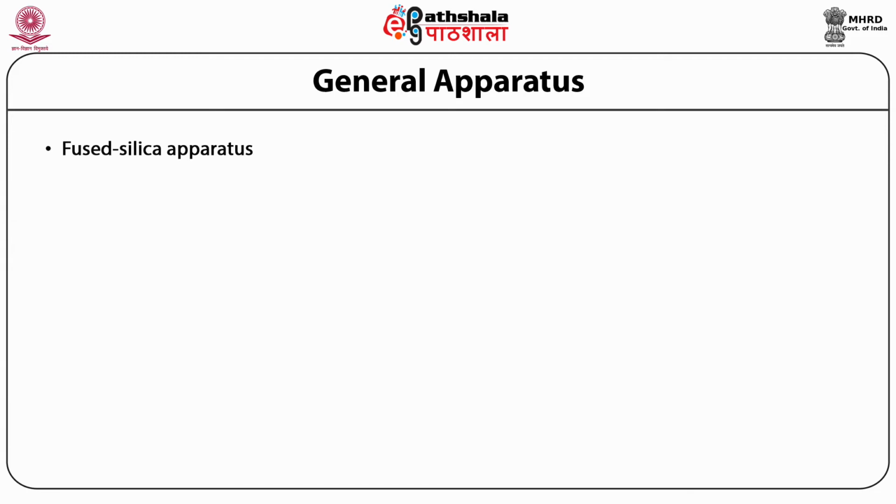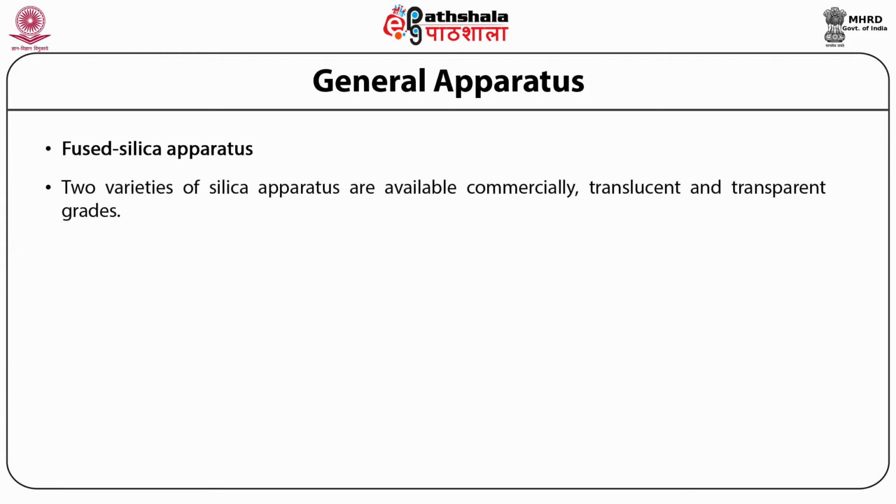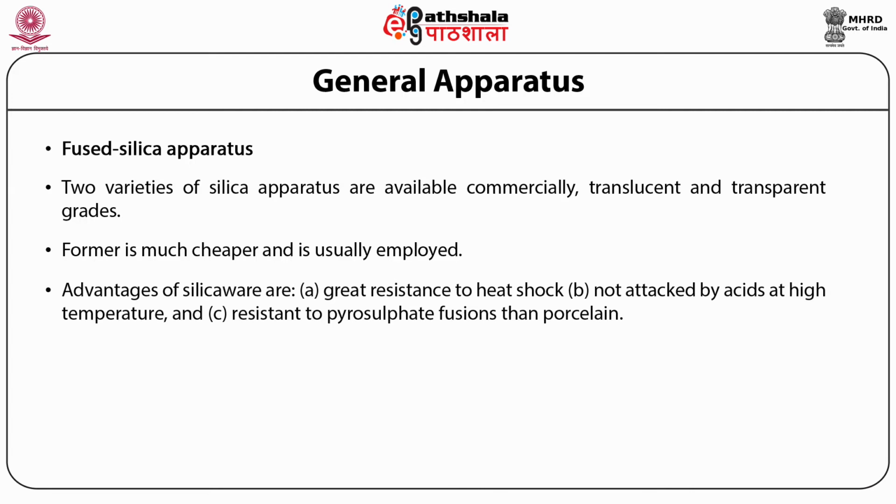Fused silica apparatus. Two varieties of silica apparatus are available commercially, the translucent and the transparent grade. The former is much cheaper and can usually be employed instead of the transparent variety. The advantage of silica ware is its great resistance to heat shock because of its very small coefficient of expansion. It is not attacked by acids at a high temperature except by hydrofluoric acid and phosphoric acid, and it is more resistant to pyrosulfate fusion than is porcelain.